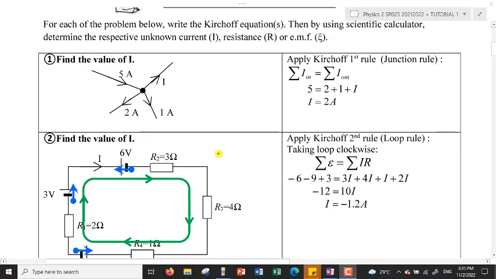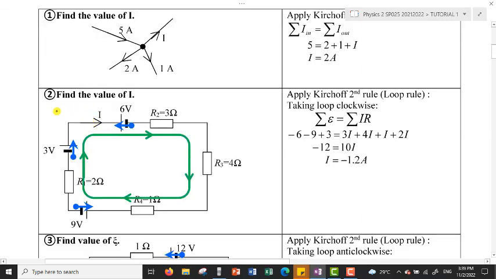So we start with question 1. We need to find the value of current I. We are given a junction, so we can apply Kirchhoff's first rule, the junction rule. The summation of current flowing into the junction must equal the current flowing out of the junction. The current flowing into the junction is 5 ampere, and the current flowing out of the junction is 2 ampere plus 1 ampere plus the current I. When we solve it, the current I will be 2 ampere.